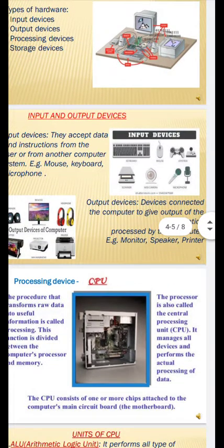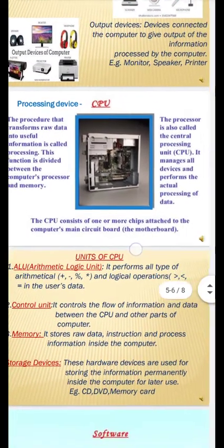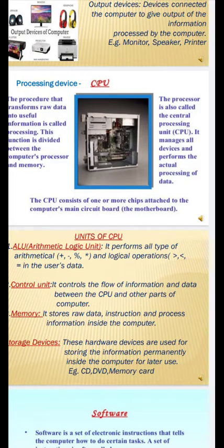Similarly, output devices are those devices which give the output of the information processed by the computer, like your printer, speaker, plotter, etc. Next is our processing device. Data in the computer is processed as per the user instruction to produce a useful result. This processing is done by the hardware component called CPU. CPU stands for Central Processing Unit.